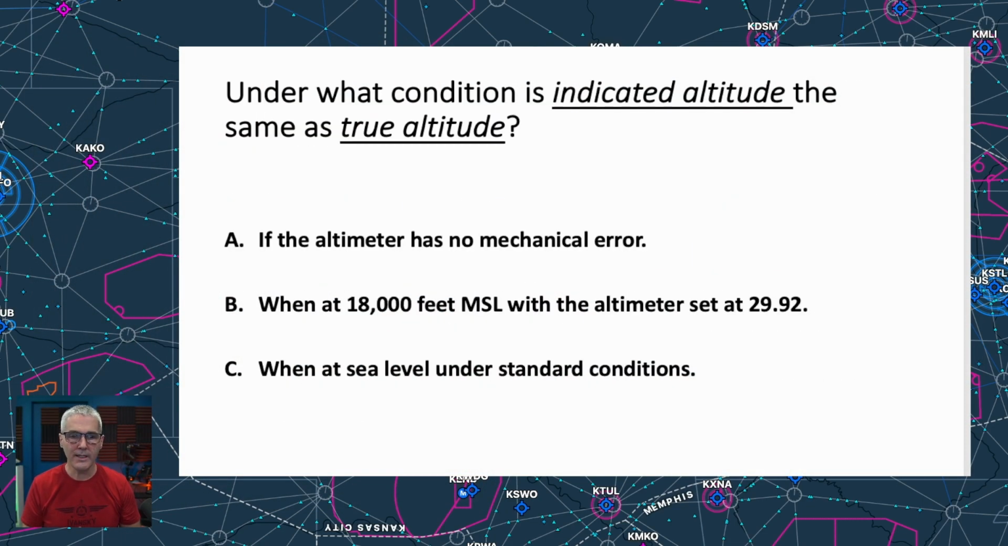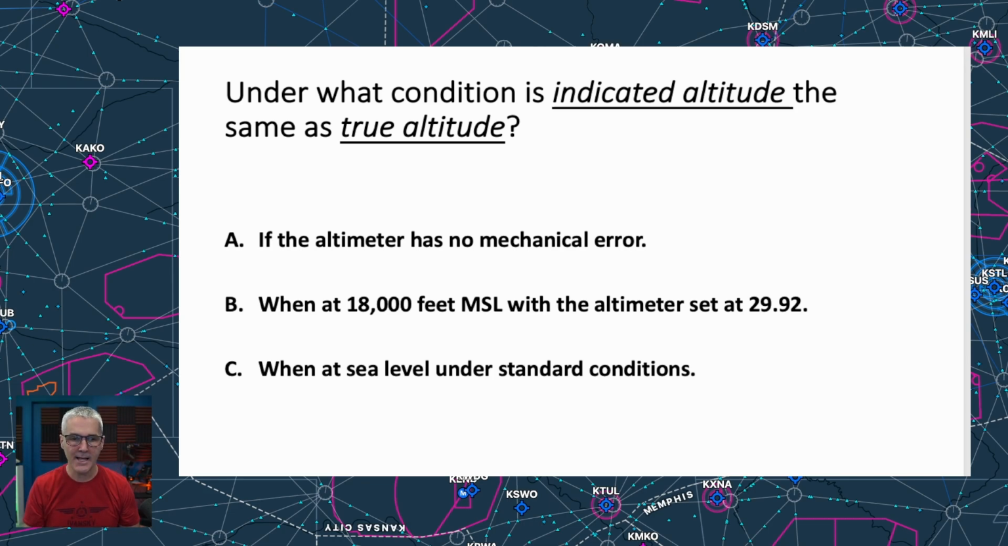Okay, under what condition is indicated altitude the same as true altitude? This one is a little bit different in that you're not going to necessarily do the setup, but you're going to have to go through and see which one would cause this situation to occur: indicated to be the same as true.